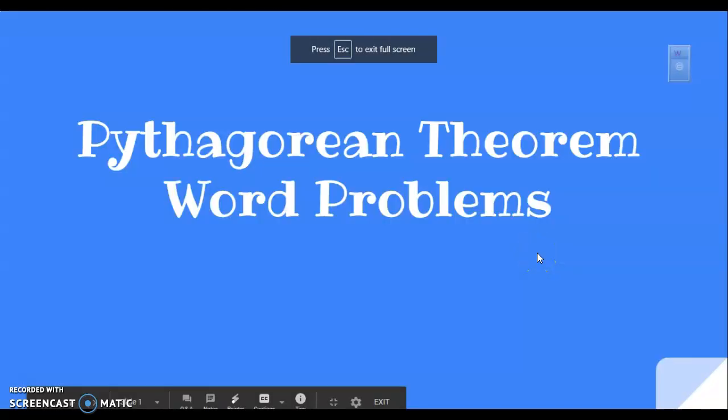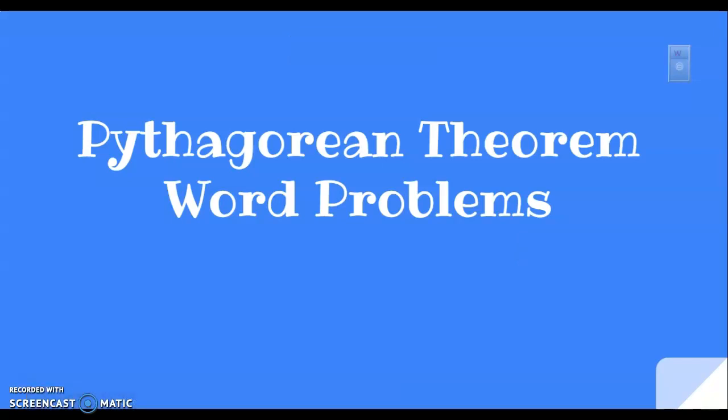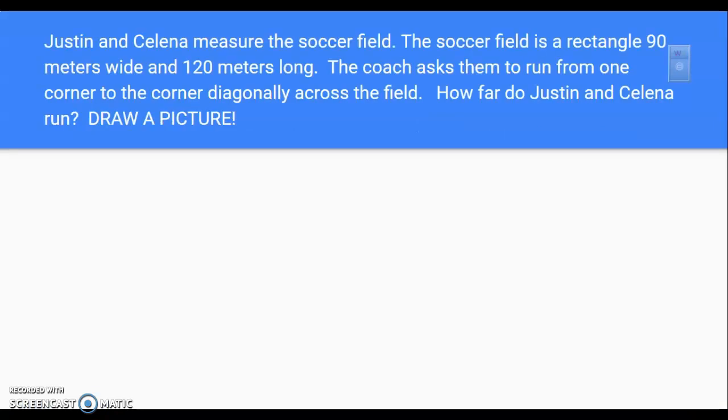Alright, today we're going to talk about the Pythagorean theorem. We're going to focus on word problems, which is 90% of the time what you'll see when you take a test on this. Word problems are what they're going to be on. This is on not only your state Algebra 1 test, it will also be on the ACT.